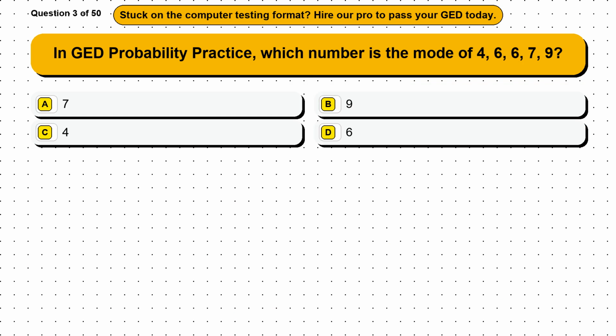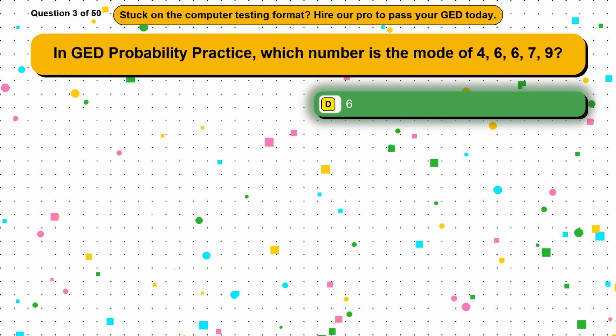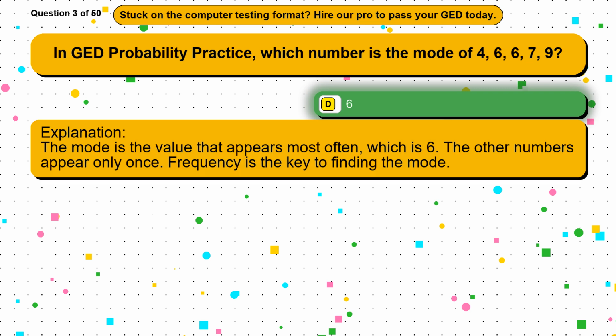Question 3. In GED Probability Practice, which number is the mode of 4, 6, 6, 7, 9? Option A, 7. Option B, 9. Option C, 4. Option D, 6. The correct answer is option D, 6. The mode is the value that appears most often, which is 6. The other numbers appear only once. Frequency is the key to finding the mode.